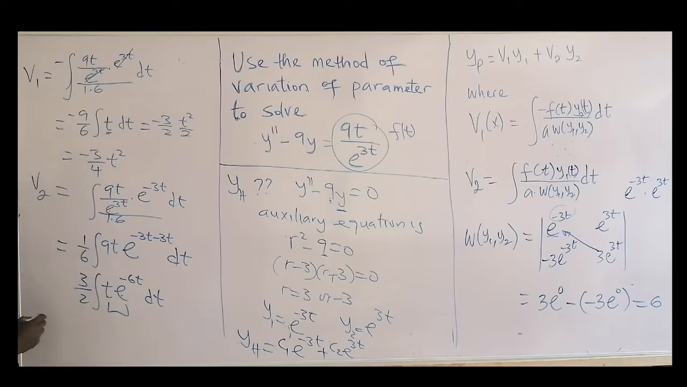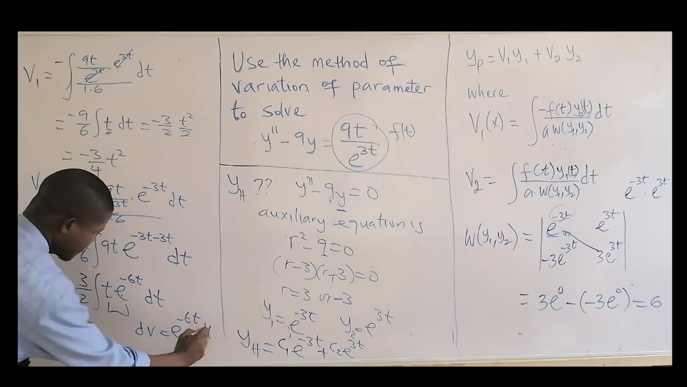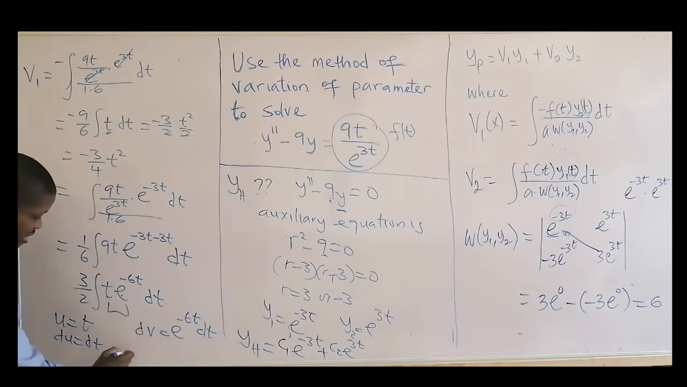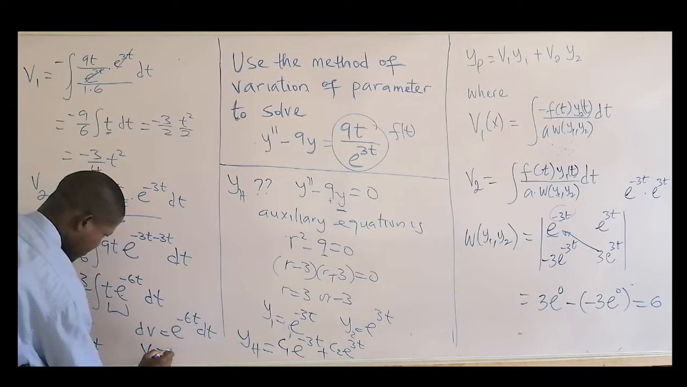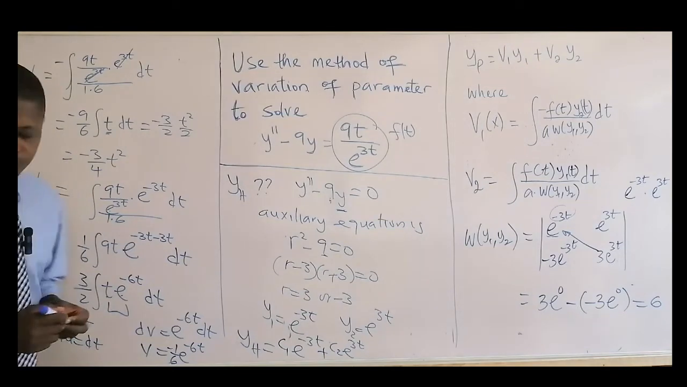Whereby we're going to make u to be t. Why? Because it gets simpler on differentiation. So u is t, and then du is equal to dt. Then dv is equal to e^{-6t} dt. So then you can integrate that and get your v, and that will be equal to minus 1 over 6 e^{-6t}. So that's on that.